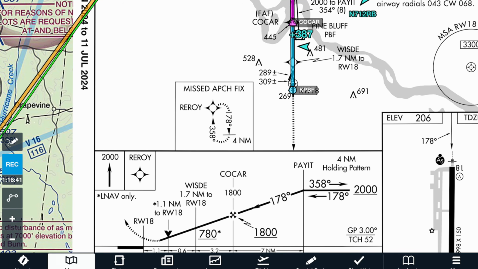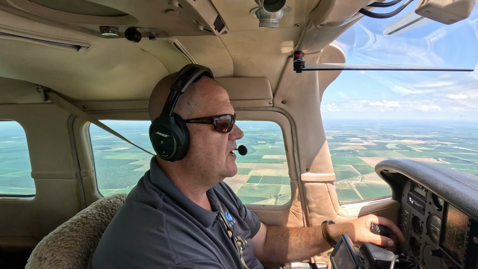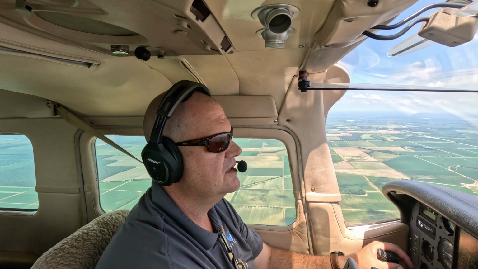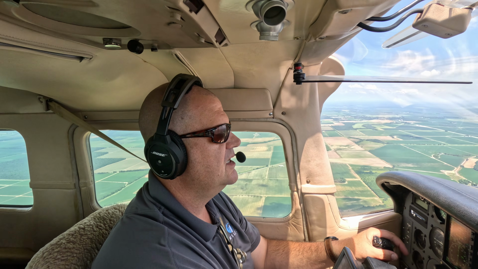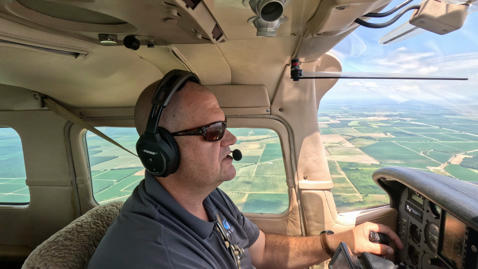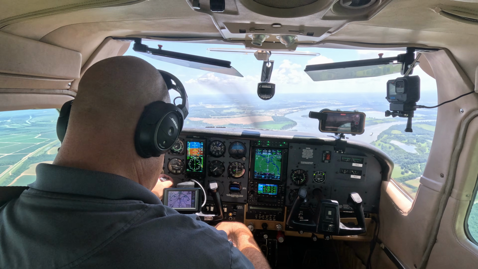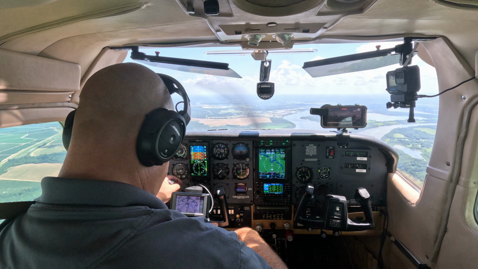On this leg of the approach, we are cleared down to 1,800 feet at COCAR. So I'm going to go ahead and establish that descent to get us down to 1,800. And then we'll intercept the glide slope and fly it in from there. And for radio calls, COCAR is about a 5-mile final.